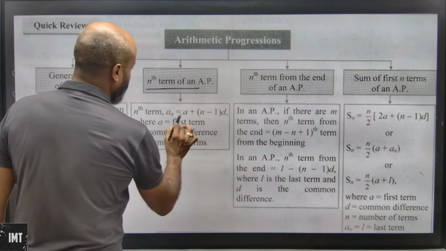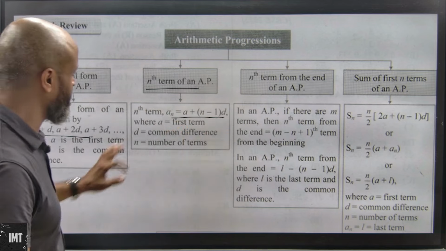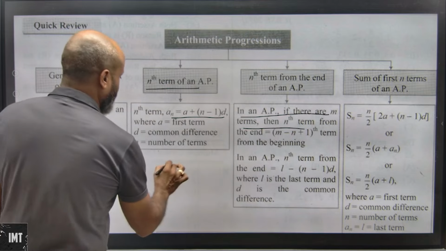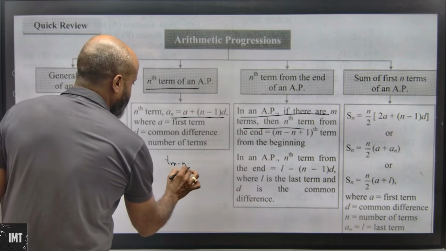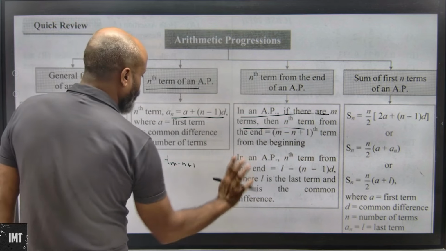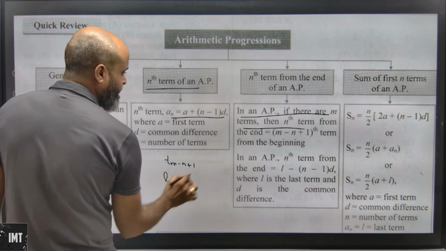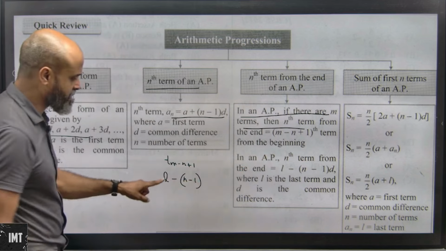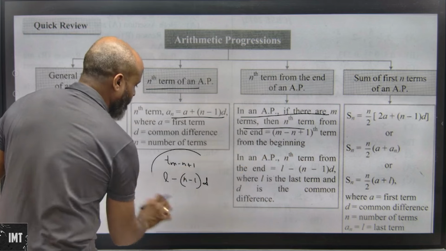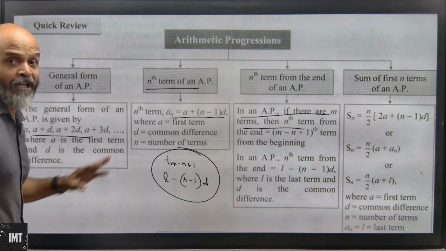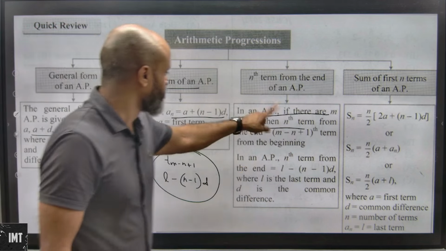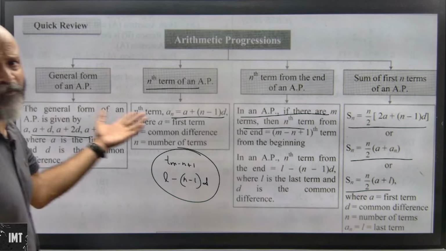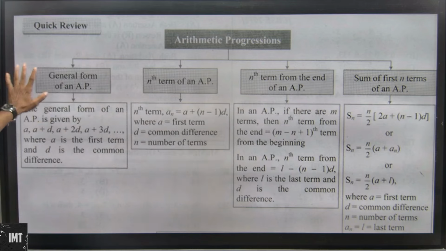The general form of an AP: the nth term of an AP is given by An equals A plus n minus 1 into D. In an AP, if there are m terms, the nth term from the end will be T m minus n plus 1. And if you know the last term, then the nth term from the end will be last term minus n minus 1 into D. So there are two ways in which you can find out the nth term from the end. Obviously, this is the sum of n terms. These are the couple of formulas that you need to remember, and it will be an easy cakewalk for you.